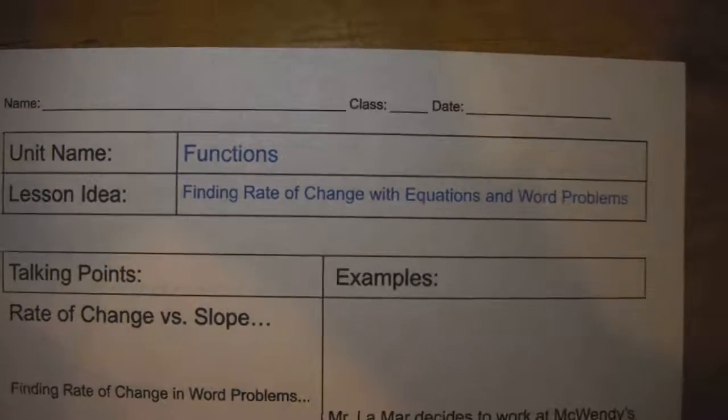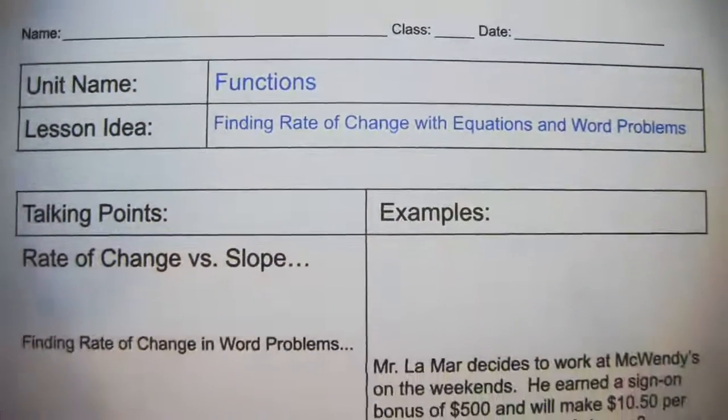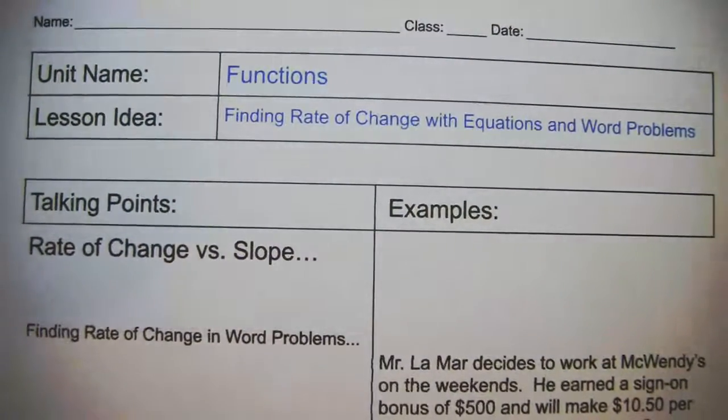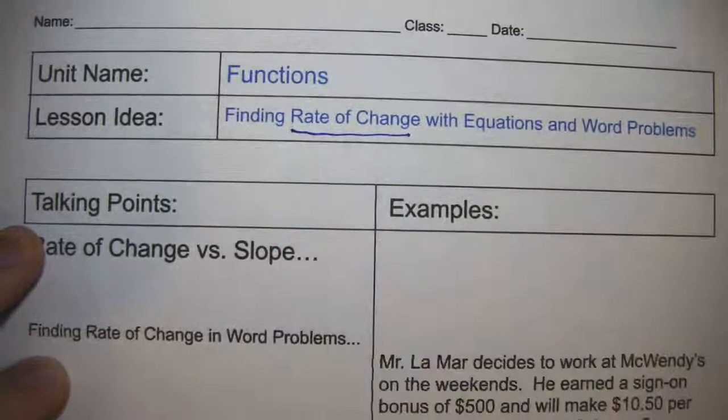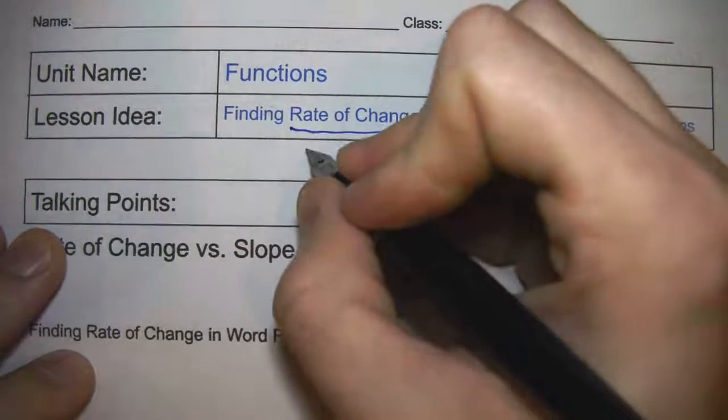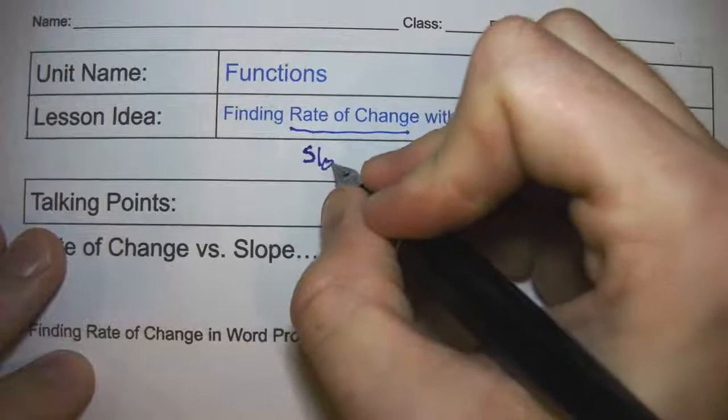Let's see if I can zoom out just a little bit. There we go. So we're back with functions, and we're talking about rate of change with equations and word problems. Now, notice the slight change in our wording. Rate of change. In our last video, we were talking about an idea called slope.